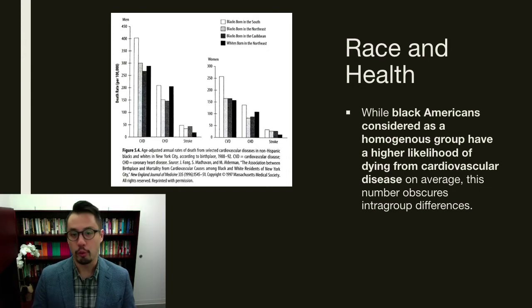So numerous studies relating race to birth weight, heart disease, and high blood pressure revealed that significant differences actually exist within racial groups, more so than between them sometimes. So for instance, while Black Americans considered as a homogeneous group may have a higher likelihood of dying from cardiovascular disease on average, this number is actually deceptive in a lot of ways because it hides the fact that some Black populations, such as those who are born in the Caribbean and the Northeast, actually have an equal or less mortality rate than whites who are born in the Northeast in New York, as you can see from this graph. So the same can be said of people of Hispanic ethnicity, as Mexicans, Puerto Ricans, and Cubans all have varied age-adjusted death rates.